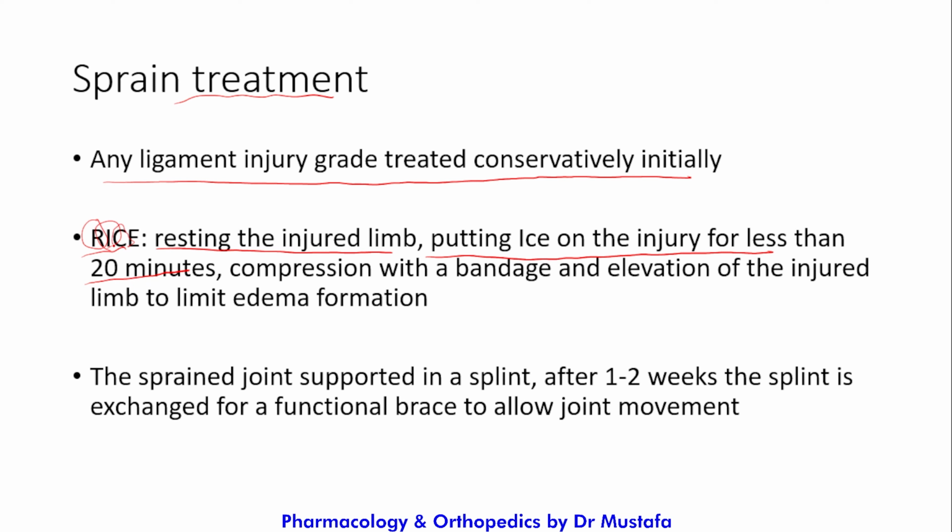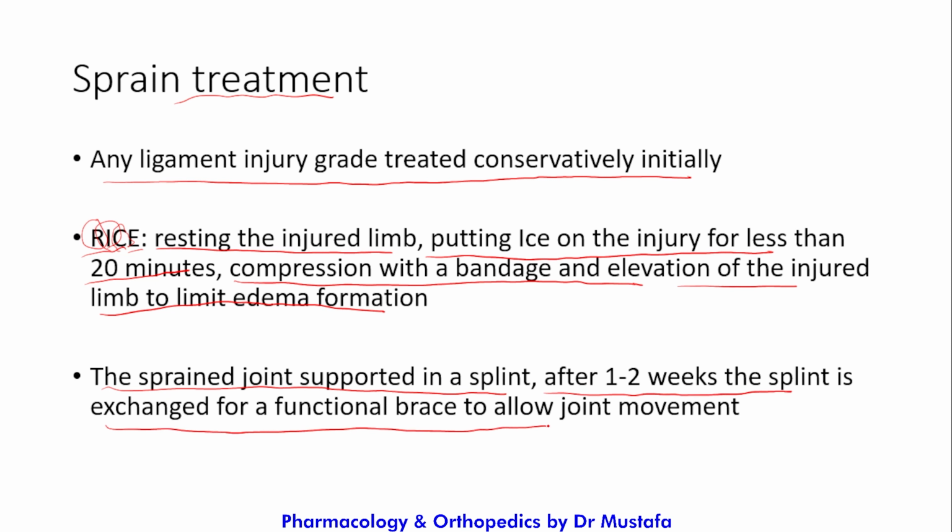And C is for compression with a bandage, and E for elevation of the injured limb to limit edema formation. The sprained joint is supported in a splint, and after 1 to 2 weeks the splint is exchanged for a functional brace to allow joint movement.